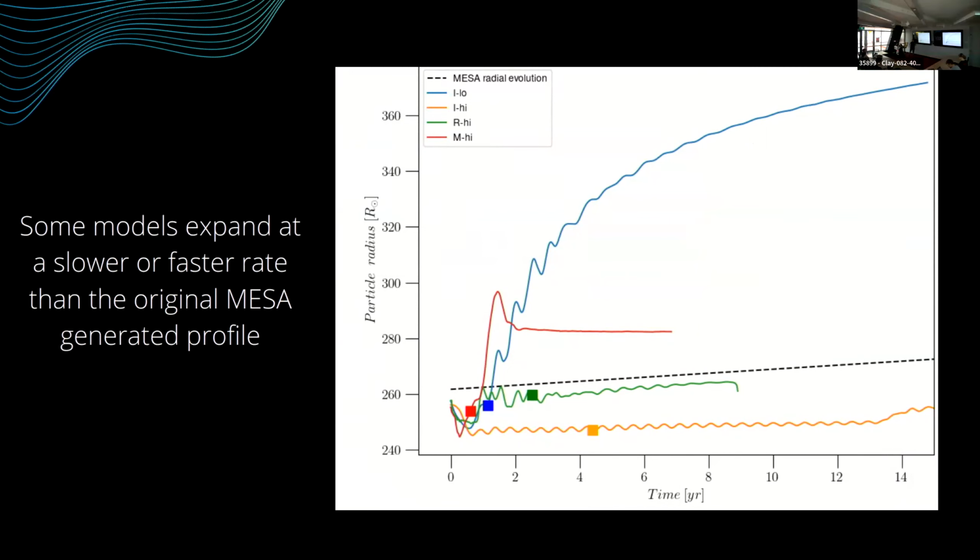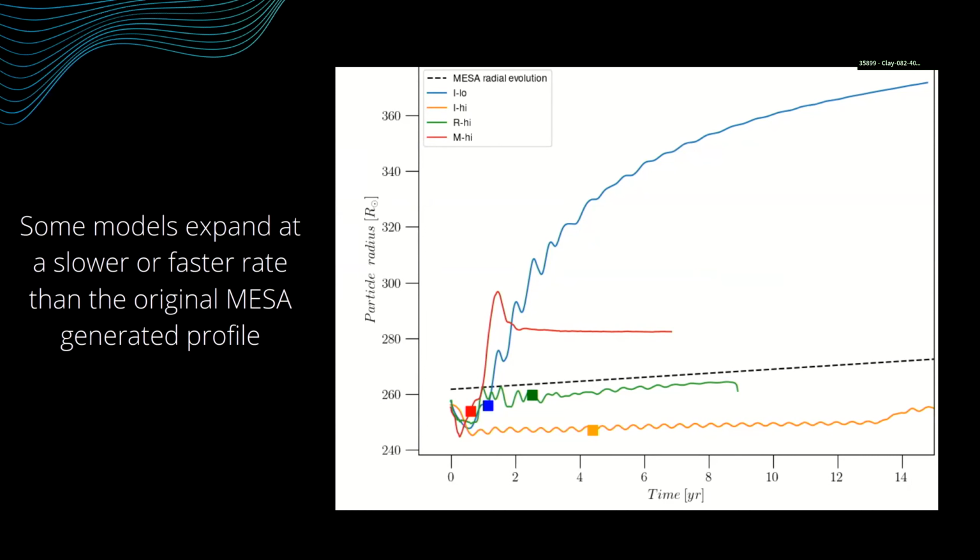The expansion rate is pretty much stable, just pulsating a little bit. It doesn't have anything to do with the thermal pulsating, just the pulsation of the numerical instability. And the dotted line is the radial evolution of the original MESA profile in 1D. So we want to compare how well the expansion of these models compares against each other. And we realized that the one with ideal gas was actually expanding slower than the MESA model in 1D.